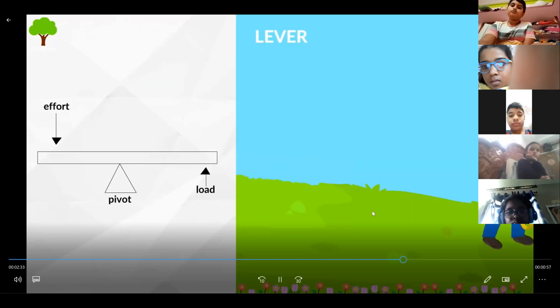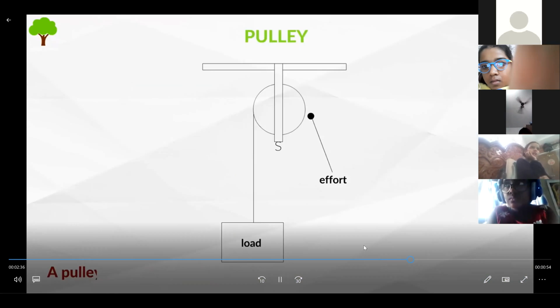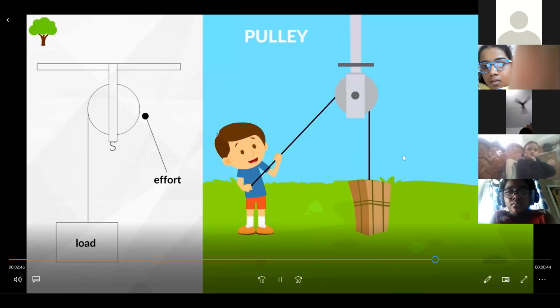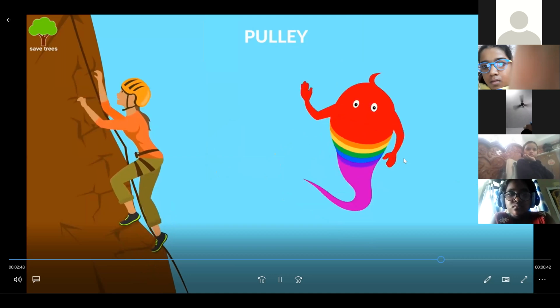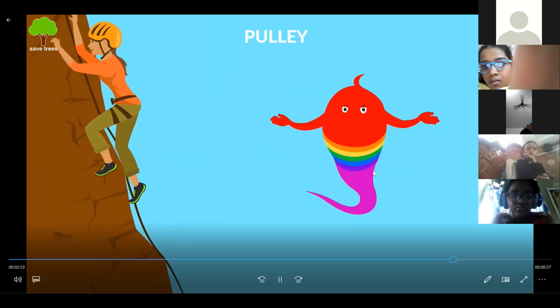Pulley. A pulley is simply a wheel with a groove in it and a rope in the groove. It is used to lift up or lower heavy objects. With the help of the pulley system, rock climbers can climb steep rock surfaces easily.